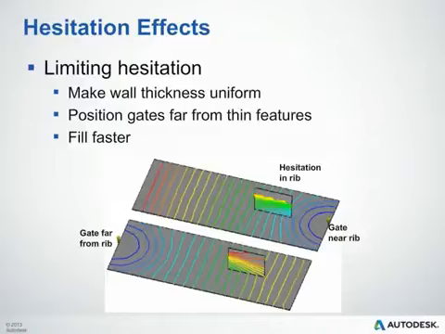Hesitation will occur when there is a large variation in wall thickness within the part. In this case, the rib is much thinner than the nominal wall. Having a fast injection time can minimize hesitation. This increases shear heating as well as provides less time for the material to hesitate in this rib. Another way to reduce hesitation is to gate as far as possible from thinner areas, as was done in the bottom image below.